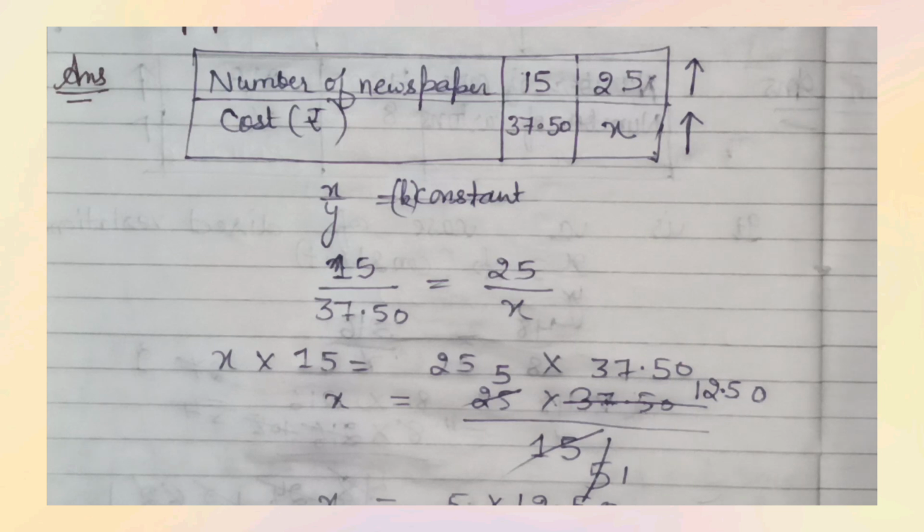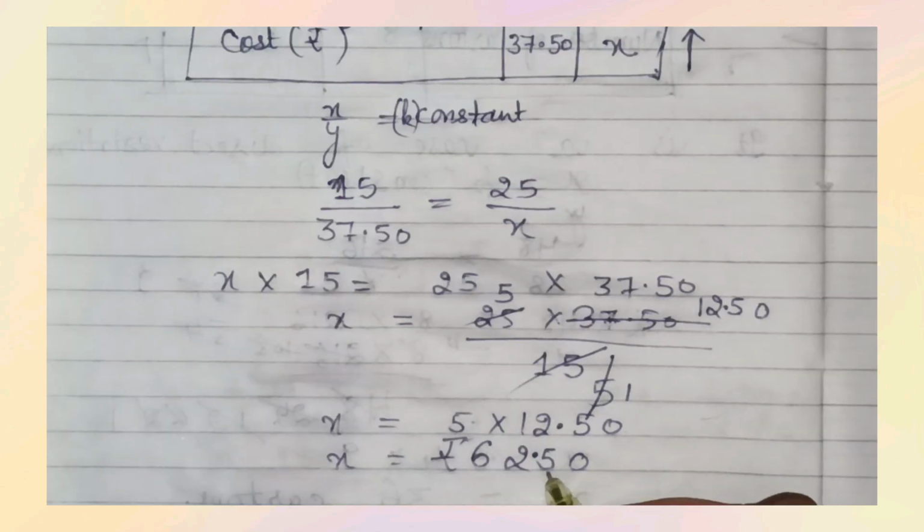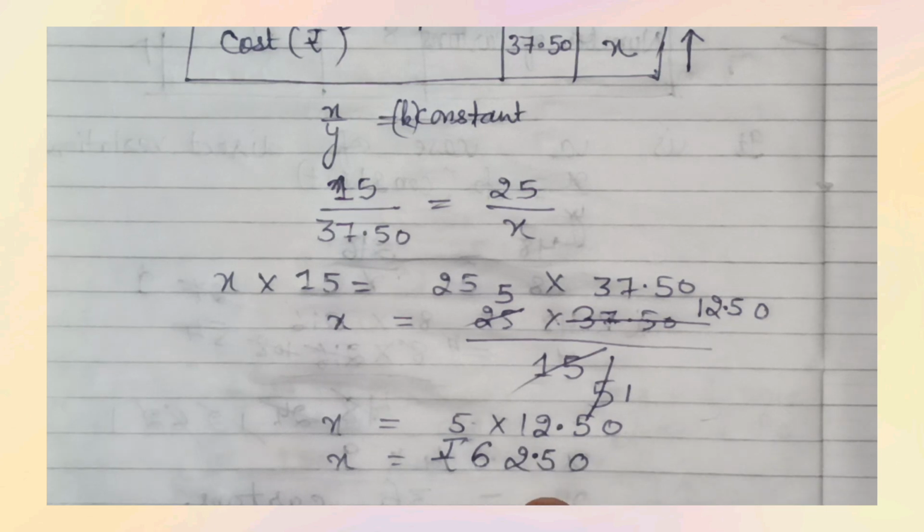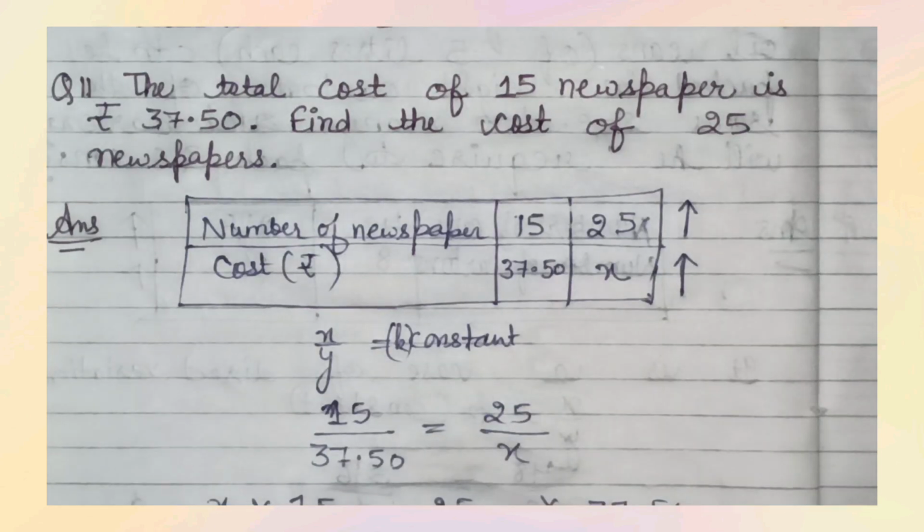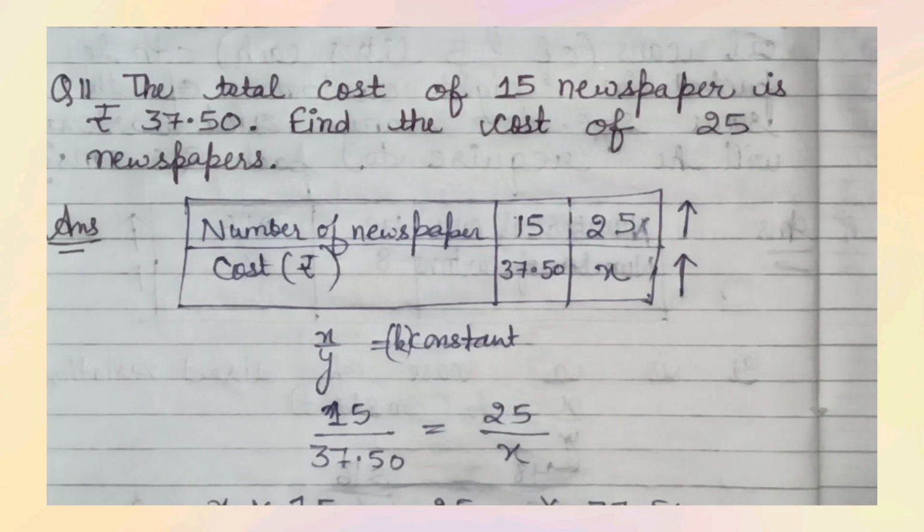So our answer is rupees 62.50. This is the answer to this question. So from here the cost of 25 newspapers is rupees 62.50.